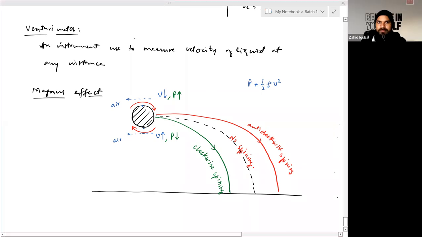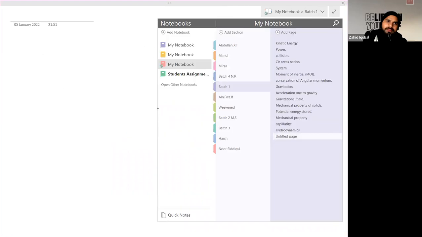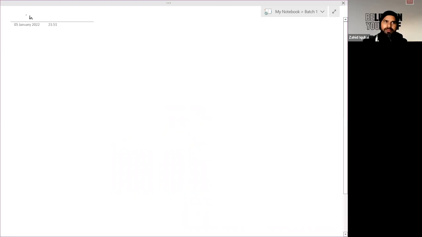This is all about mechanical properties of fluid. Okay. Next, we start with thermal properties of matter.